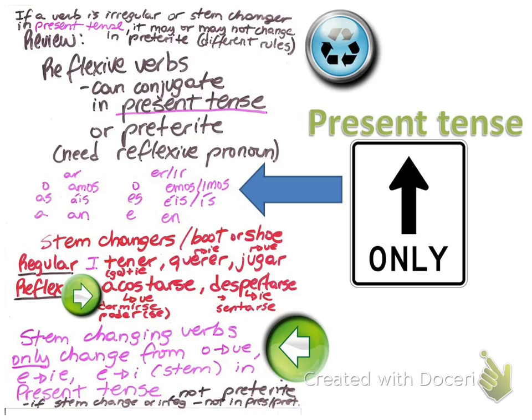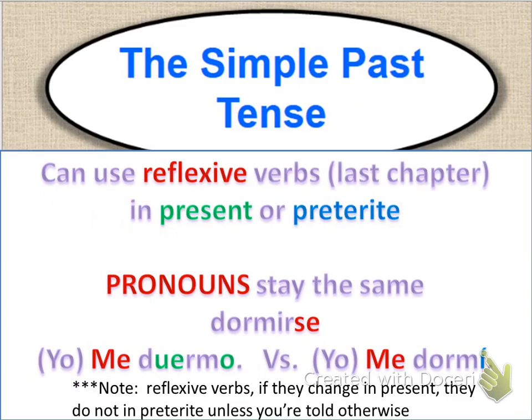In the preterite, if we were to do those changes, they would not occur. So I'll show you examples of that in just a second. But notice at the bottom, the stem changing verbs only change from O to UE, E to IE, and E to I in the stem, which is inside the boot in the present tense. That does not apply to preterite. So each tense has its own set of rules.